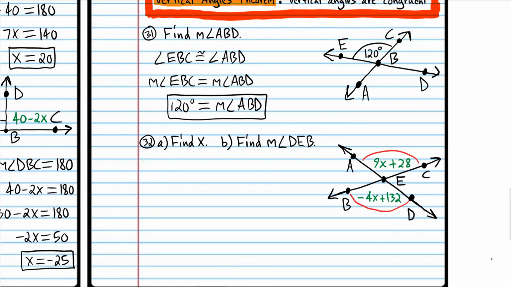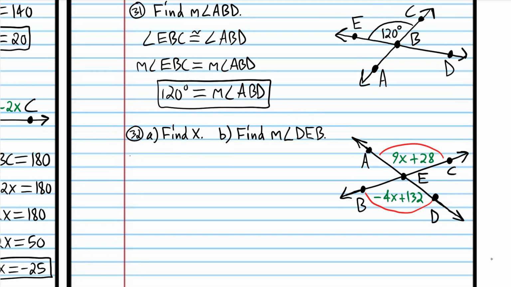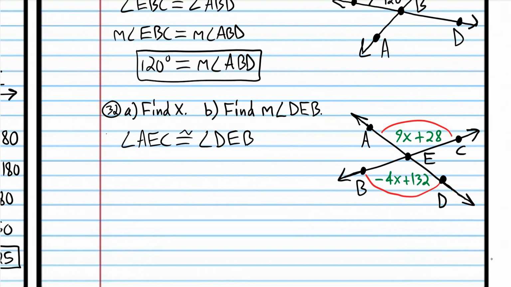Okay, let's try one more of these before you try one on your own. So it says find x. We have vertical angles because the lines intersect. And the red angles are vertical. They're across from each other. You can call them opposite angles if you'd like. Angle AEC, therefore, must be congruent to angle DEB. Now, why is that? Well, it's because of the vertical angles theorem. Vertical angles are congruent. So, by definition, if they're congruent, that means that the measures of the angles are equal.